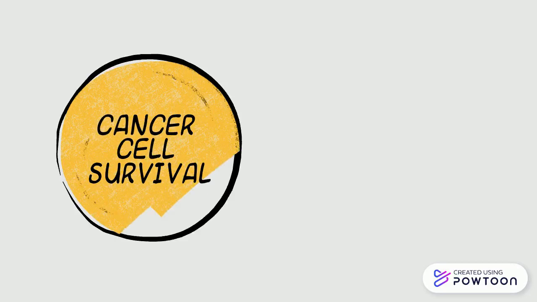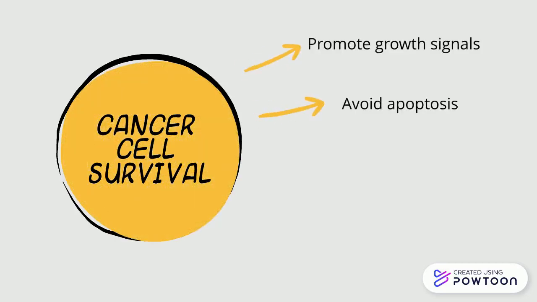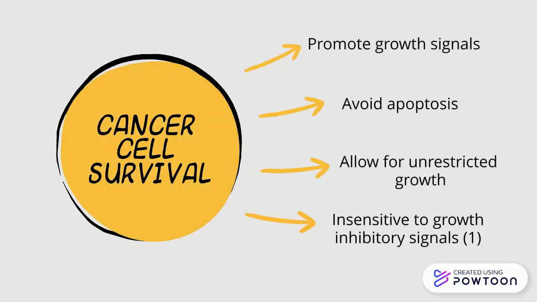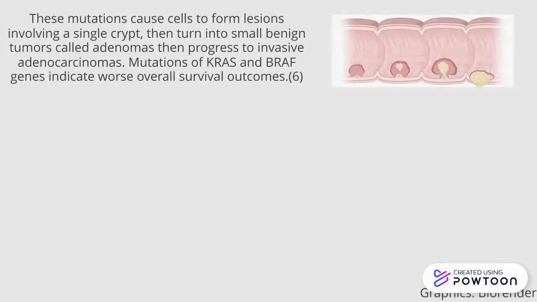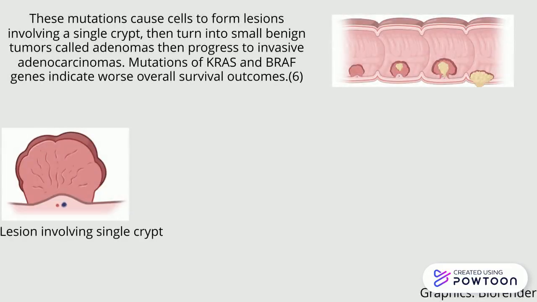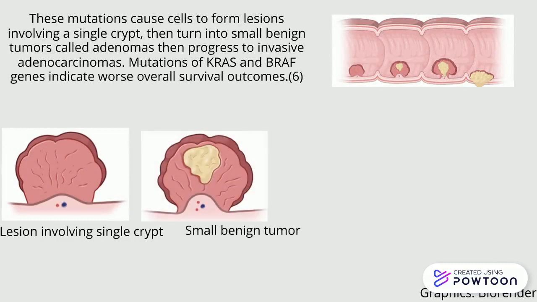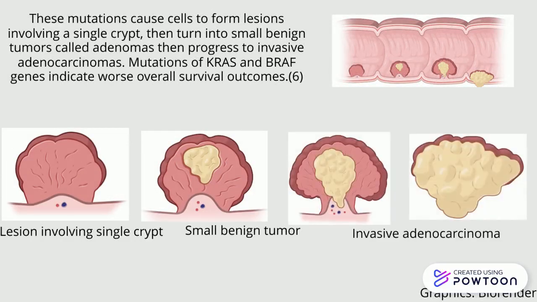These mutations lead to the formation of cancer cells as they promote growth signals, prevent apoptosis, allow for unrestricted growth, and are insensitive to growth inhibitory signals. Epigenetic risk factors are low dietary fiber, high fat intake, alcohol, smoking, and low amounts of exercise. These mutations cause stem cells to form lesions involving a single crypt, then they turn into small benign tumours and then progress into invasive adenocarcinomas.